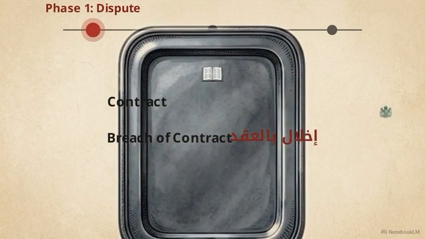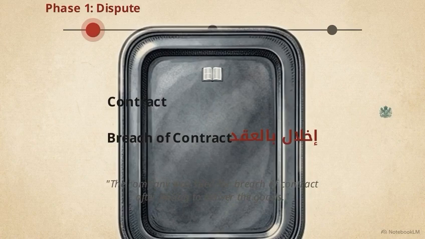A contract, or 'aqd, is a legally binding agreement between parties. A breach, or ikhlal, occurs when one of those parties fails to fulfill their specific obligations under that agreement. Here is how it operates in practice. The company was sued for breach of contract after failing to deliver the goods.